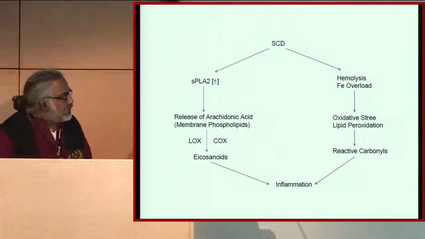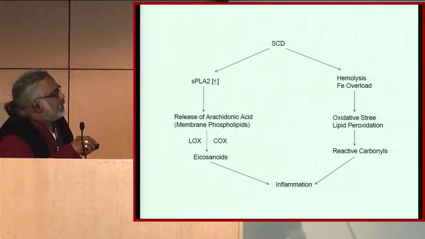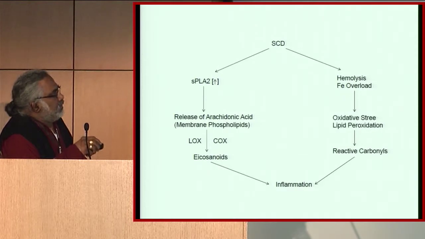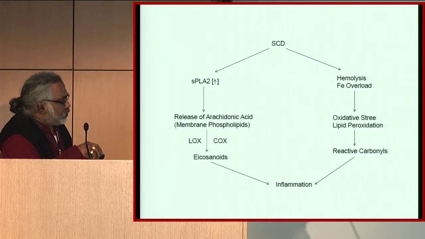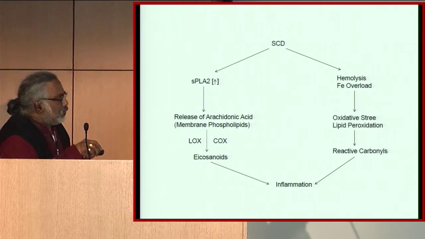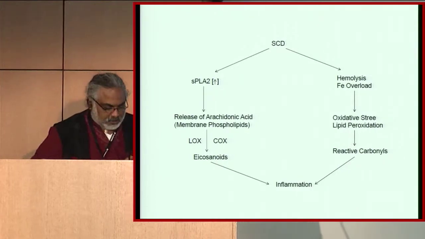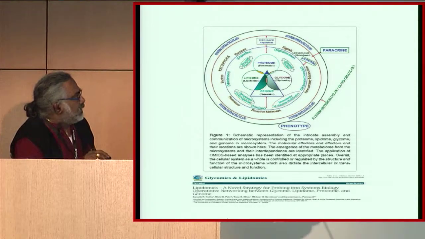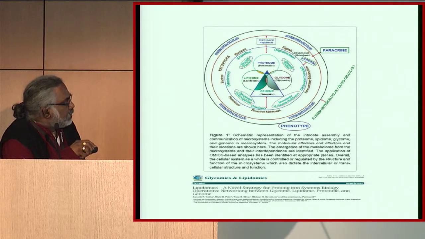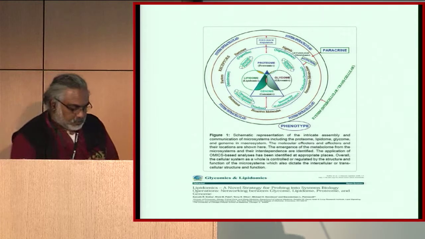So basically, the lipidome profile in these patients having a chronic inflammatory response is that the LOX and COX metabolites are up, and eicosanoids actually cause inflammation. On the other side, from the hemolysis, there is an iron overload that causes oxidative stress and leads to reactive carbonyls, which also contribute to the inflammation. Overall, the lipidome, proteome, glycome, and genome interact and control the metabolome. That is the final essence of this story.